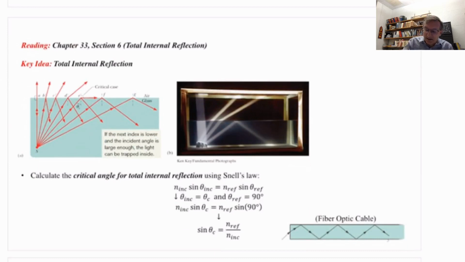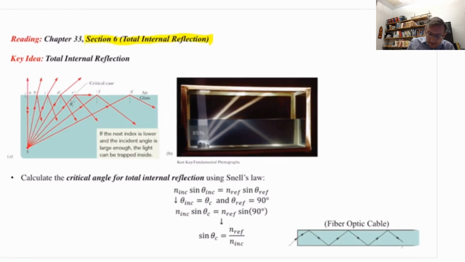Next, section 6. Another fascinating phenomenon, and technologically quite important these days. Section 6 talks about a phenomenon called total internal reflection. So, here's what we're going to talk about now.